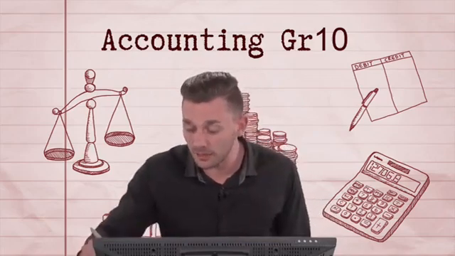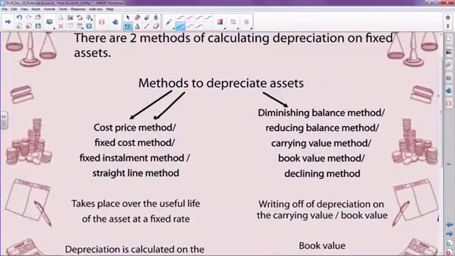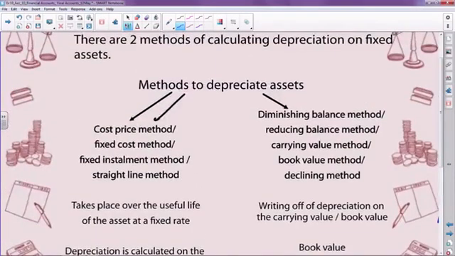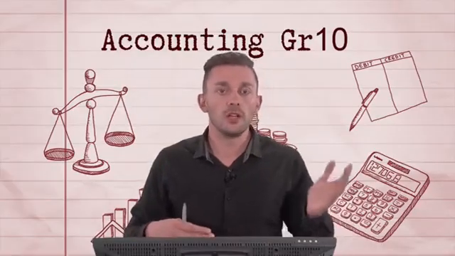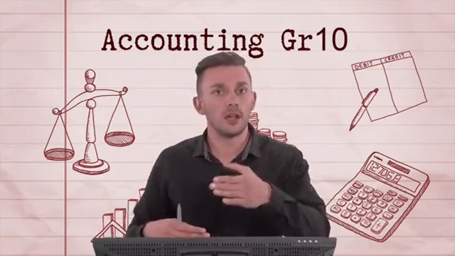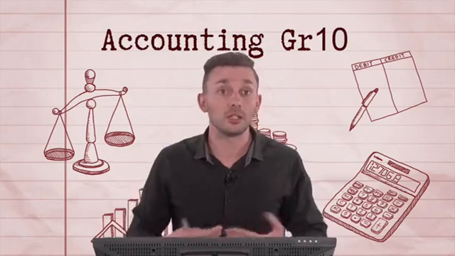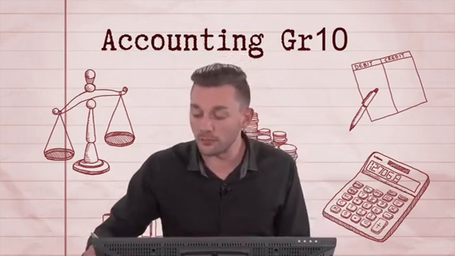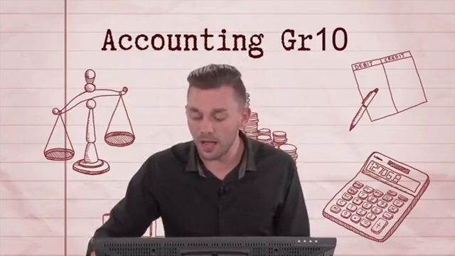Now, remember the other method, method number 2. It's a little bit more tricky, but it's easy if you know the formula. We'll have to call this a few different names. We can call it diminishing, reducing balance method, the carrying value method, book value method, or the declining method. So therefore, declining, depreciating, diminishing, every year we lose less and less. So in the first year we'll lose more, the second year less, third year less than the second, in the fourth year less than the third, and the fifth year less than the fourth. So therefore we lose every year a little bit less and a little bit less. So that's your diminishing balance method. Now, how do I do it?